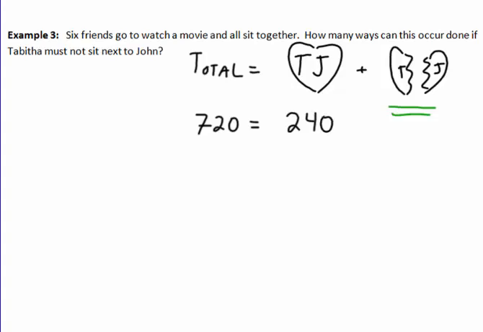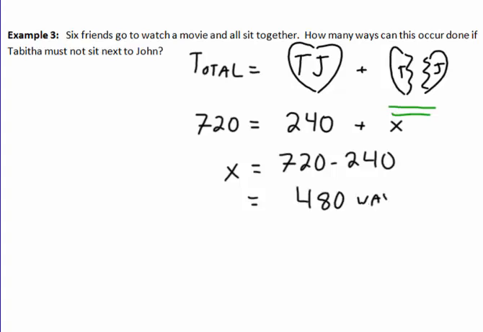There was 240 ways, and we want to find the other, which I'm just going to call x. So now it's just simple algebra. Our x value of Tabitha and John not together is just 720 minus 240, which gives us a total of 480 different ways they could not sit together. So it's a much easier calculation if we consider that the only possibilities are Tabitha and John together or Tabitha and John apart, and that would give us our total.